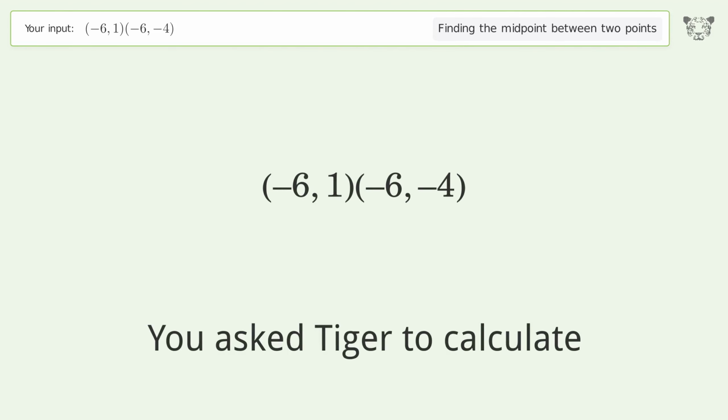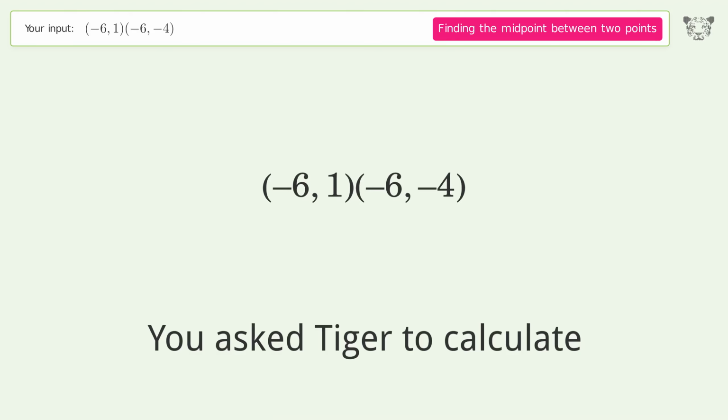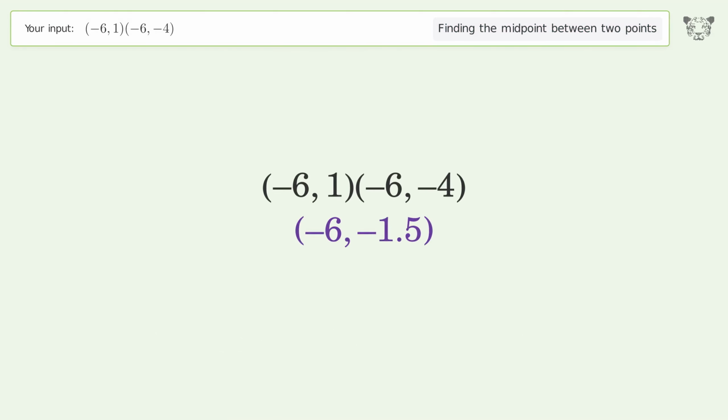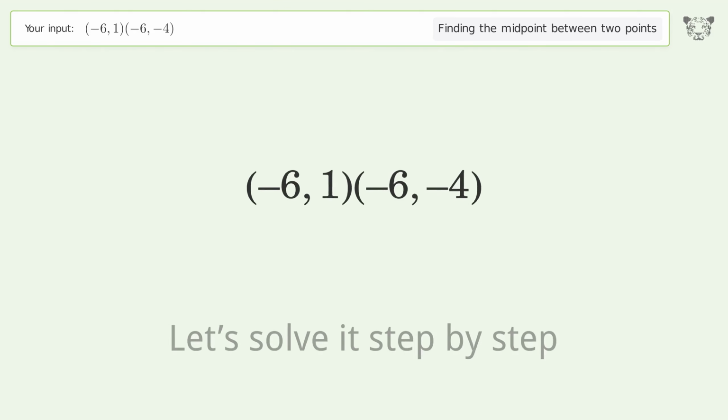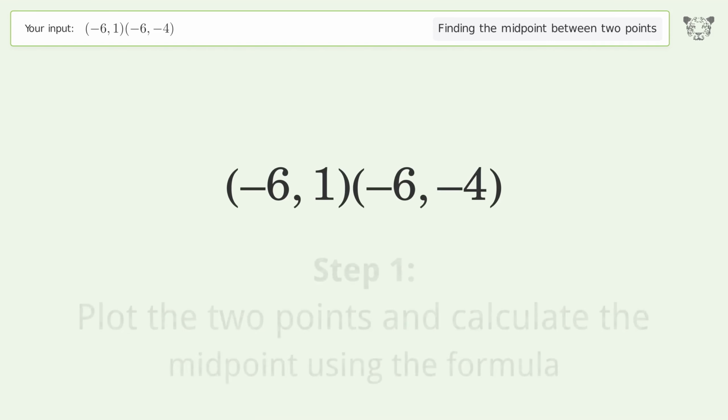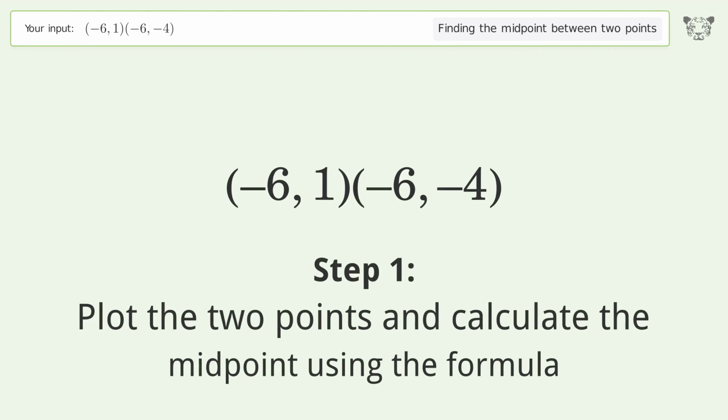You ask Tiger to calculate. This deals with finding the midpoint between 2 points. The midpoint between the 2 points is -6, -1.5. Let's solve it step by step. Plot the 2 points and calculate the midpoint using the formula.